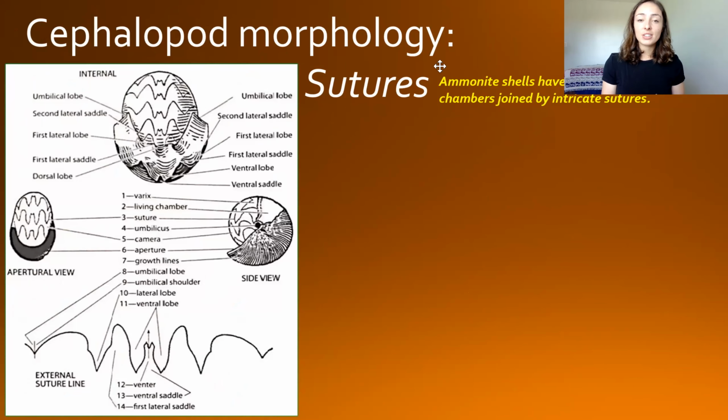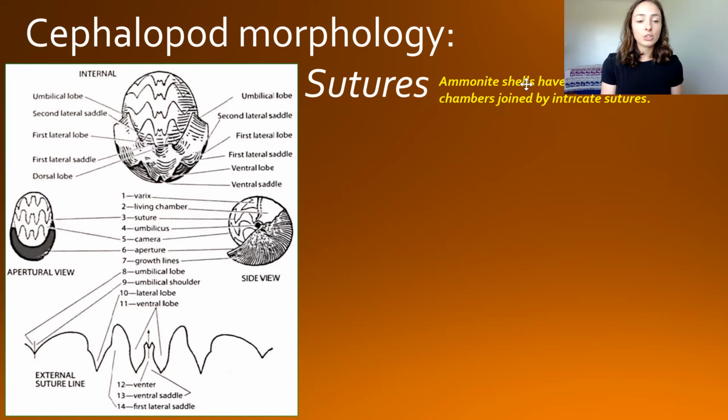So now we can get to sutures. Sutures are a really important distinctive feature on ammonoids. Ammonoid shells have chambers like all cephalopods, but the chambers on ammonoid shells are joined together by intricate sutures, and these sutures can be different in their pattern. But before we get to the main types of suture patterns, we need to talk a little bit about the terminology that comes along with identifying suture patterns on ammonoid shells.